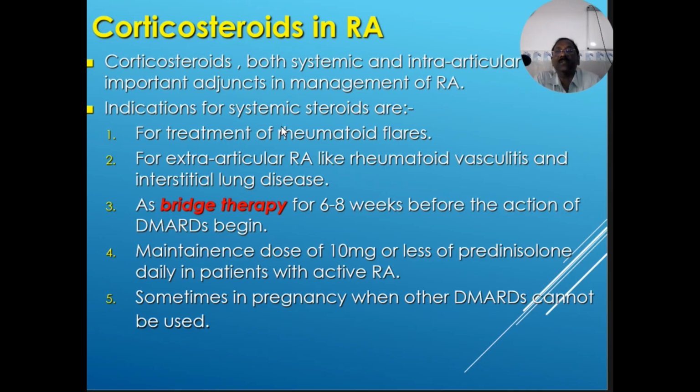What are the indications? For the treatment of rheumatoid flares. The disease is very aggressive, flare means very aggressive, so use steroids. For extra-articular rheumatoid arthritis, vasculitis, interstitial lung disease, steroids are very much needed. As bridge therapy for 6 to 8 weeks before the action of the DMARDs begins. Maintenance dose of 10 milligrams or less of prednisolone daily in patients with active rheumatoid arthritis. Sometimes in pregnancy when other DMARDs cannot be used.